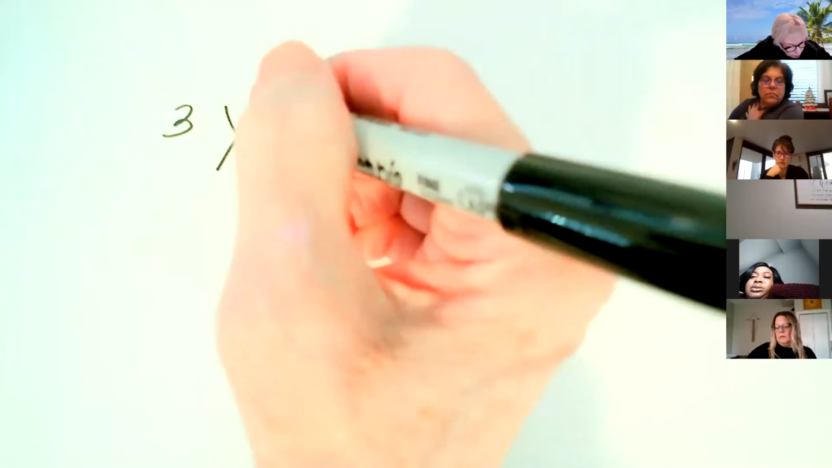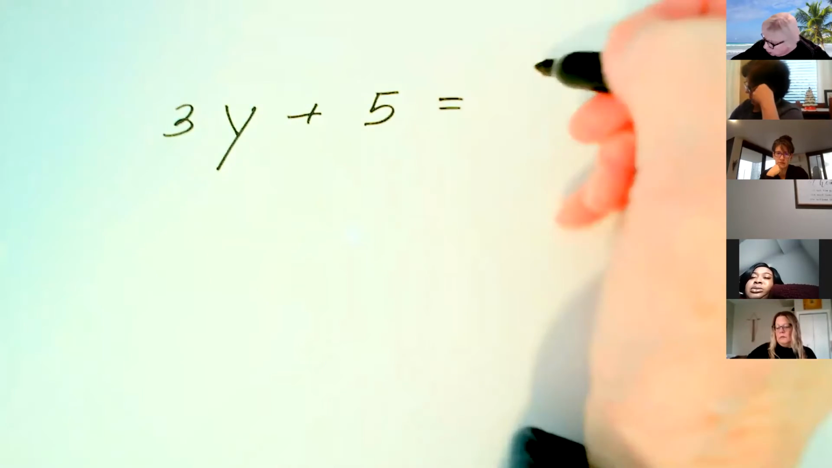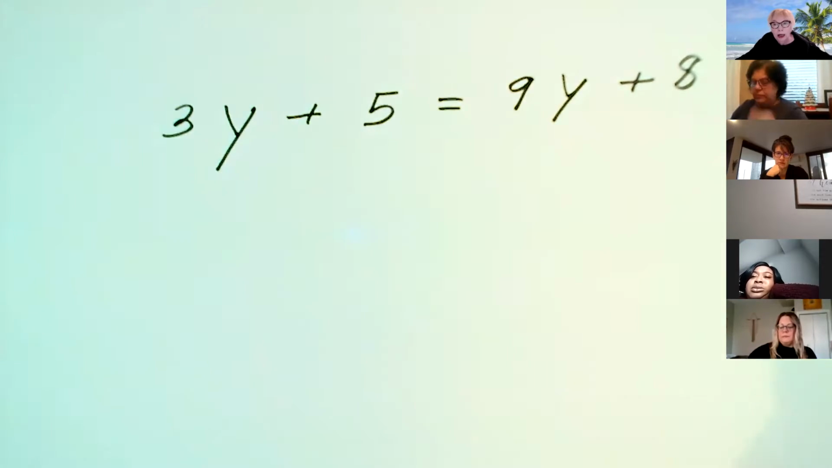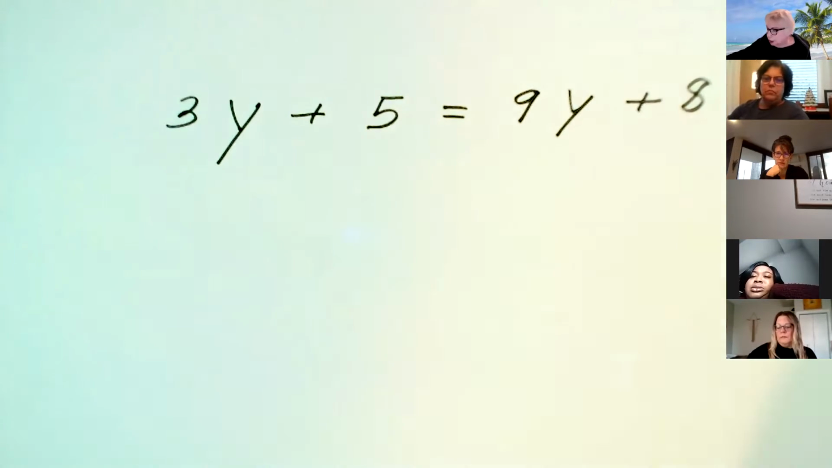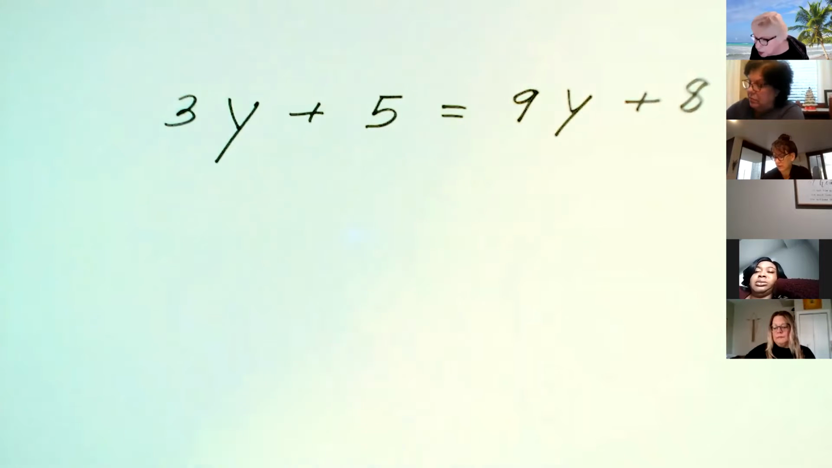3y plus 5 is 9y plus 8. Now, according to our list, the first thing would be to simplify. But the truth is, both sides are as simple as possible. 2 terms on each side. And so you skip over step 1 and look to step 2.